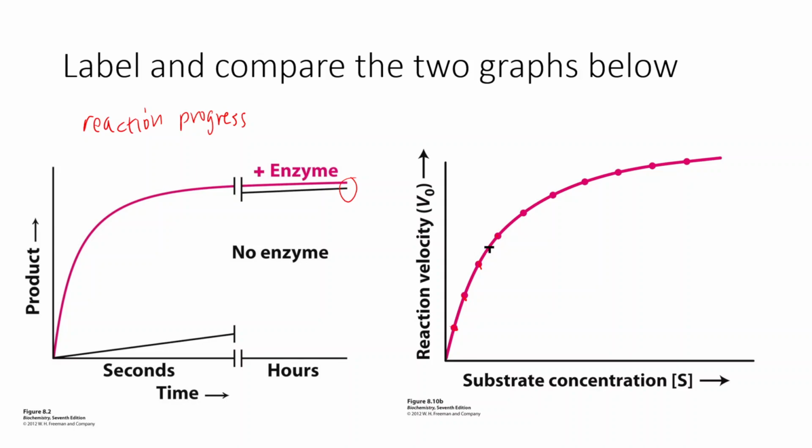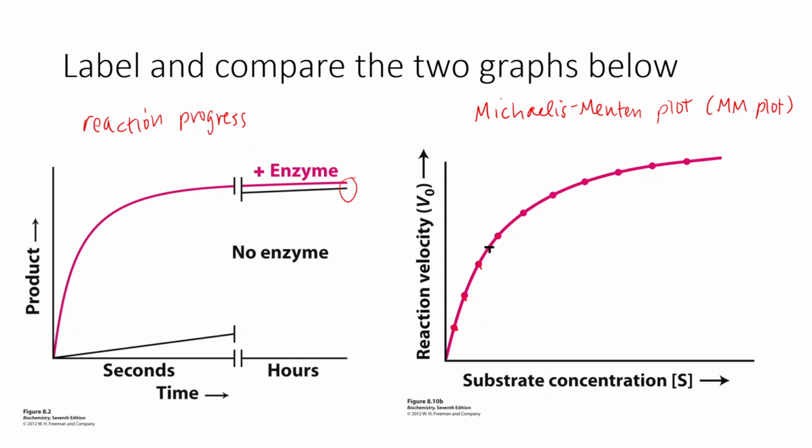Does anyone know the name of this type of plot? Yeah, it's an MM plot or a Michaelis-Menten plot. You can feel free to call this an MM plot because Michaelis-Menten is a lot to say. So on the MM plot, we're seeing the reaction rate is on the y-axis. So the more substrate we have, the more quickly the reaction proceeds.